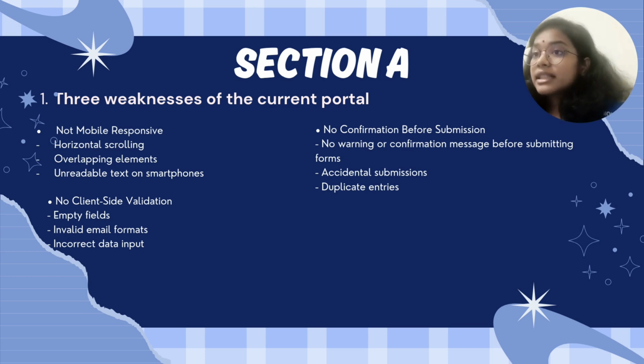Let's start with section A, question 1. The question 1 would be the 3 weaknesses of the current portal. So the first weakness was that it was not mobile responsive. There were overlapping elements and also unreadable text on smartphones.